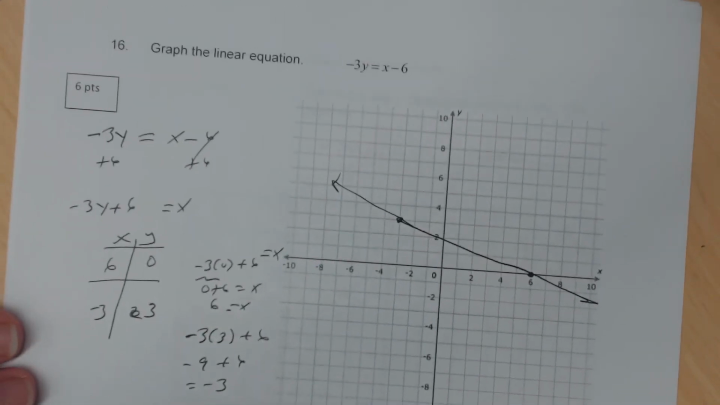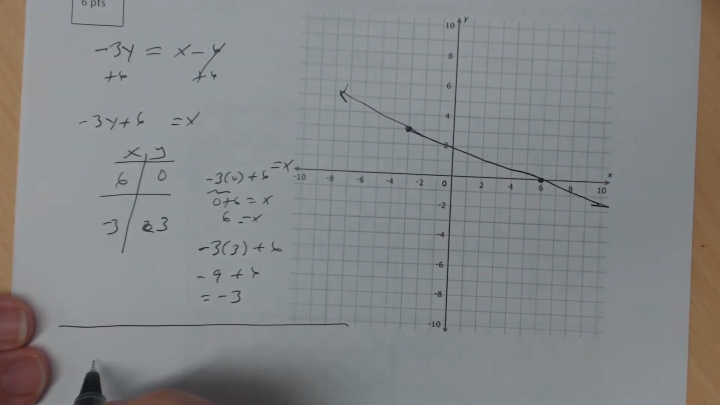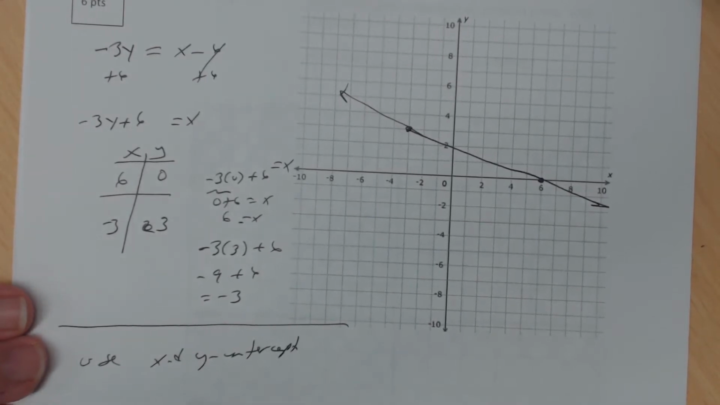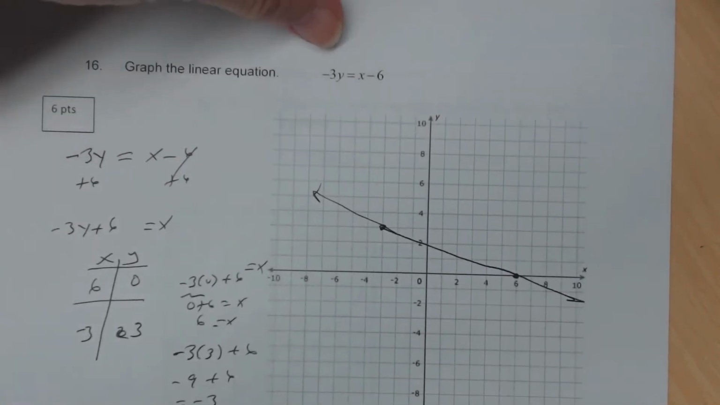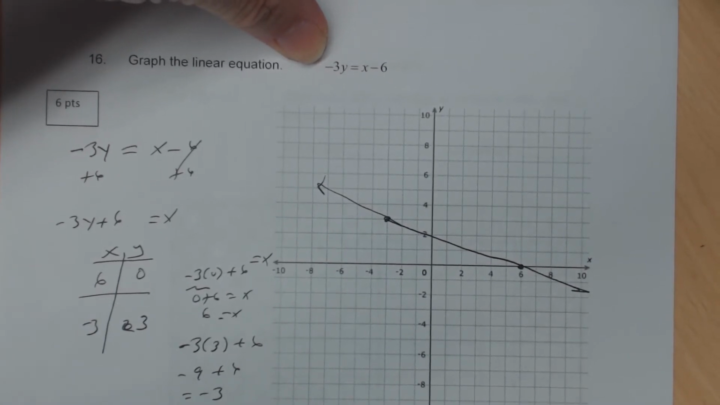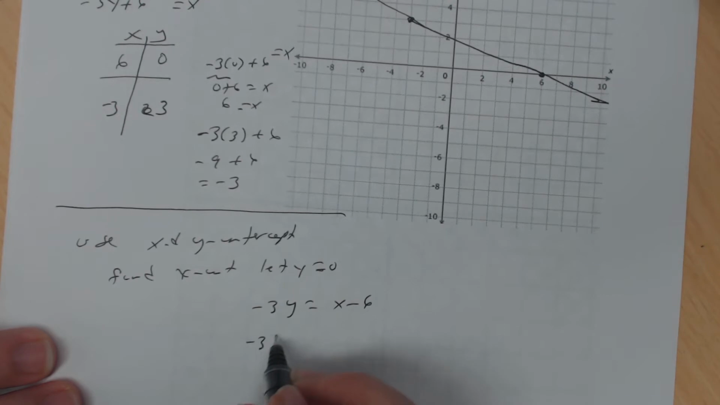The other approach is to use x and y intercepts. It didn't say you couldn't, so I could use x and y intercepts. And so to find the x-intercept, you're going to let y equal 0. Let me go ahead and rewrite the equation right here. So I get negative 3 times 0 equals x minus 6. Well, negative 3 times 0 is 0, so that's equal to x minus 6. Adding 6 to both sides, I get x equals 6.